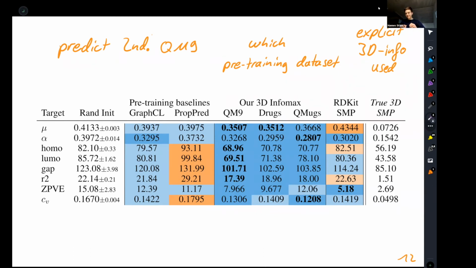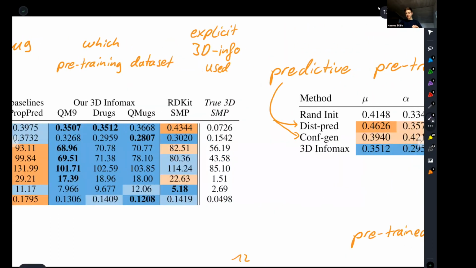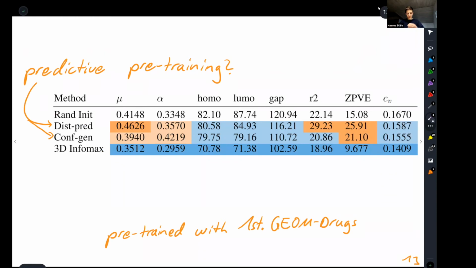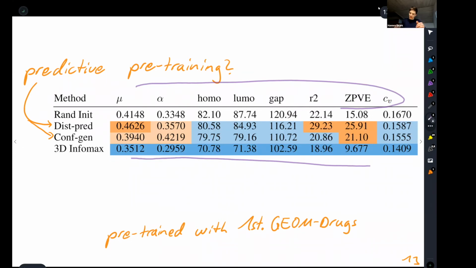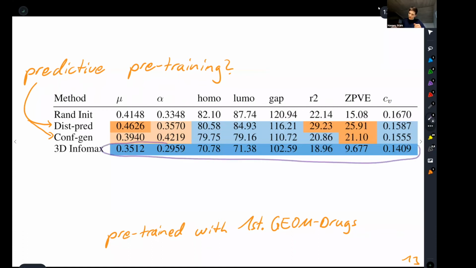Okay. I hope most of that was clear, but then maybe let's look at some other results related to those properties of the QM9 dataset here. What we have down here in the last row, so we're again looking at the mean average errors when predicting this dataset's properties, is our 3D Infomax method as pre-training.